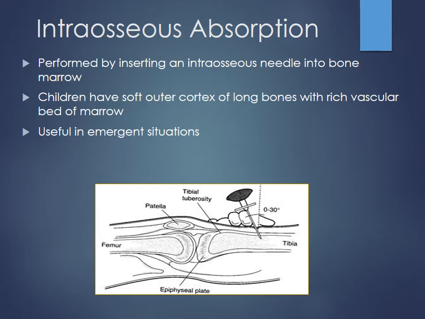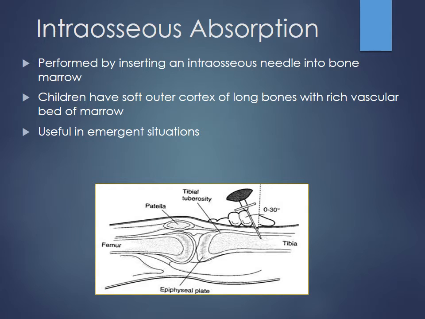Most kits come with a little power drill, which is kind of terrifying, but I hear it does not hurt very much. I don't want to try it, but that's what I hear. Because kids have a soft outer cortex, since their bones, especially the long bones, aren't super well developed yet, they do have easy access to that space, and you have rich vascular flow through the marrow. So it's going to be very useful, especially in emergent situations. If we have a kid who's coming in, they are coding, we need IV access right now, an IO is going to get placed, right?